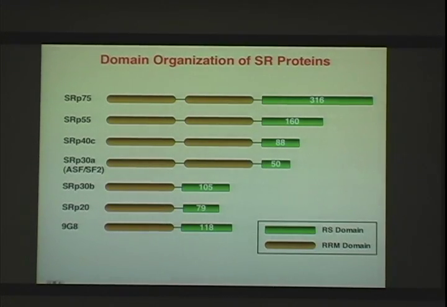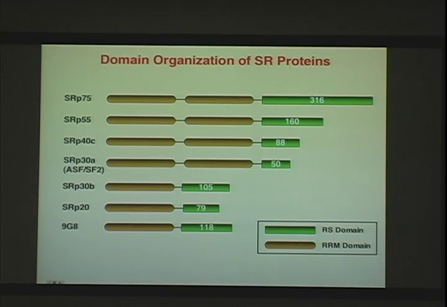They have the general domain organization shown here, where they'll have 1 or 2 RNA binding motifs, RRMs. Not surprisingly, these things bind to the pre-mRNA at these exonic splicing enhancer sequences, and they can guide other components of the spliceosome to the splice sites.